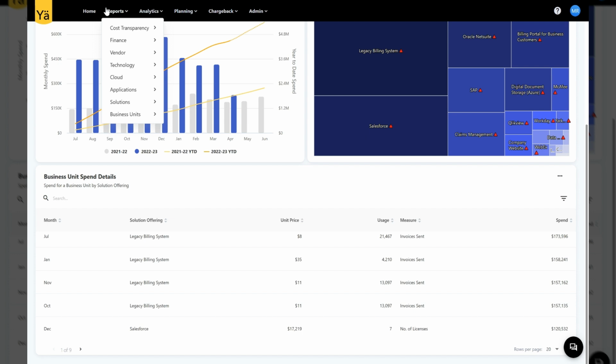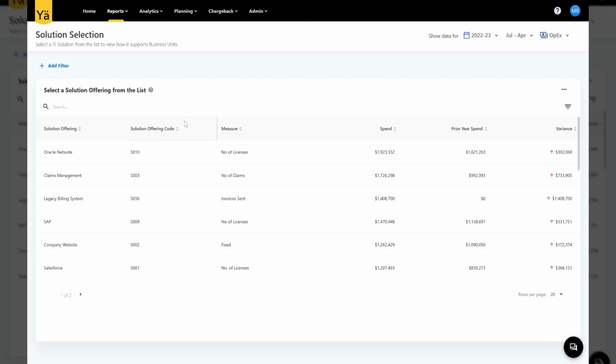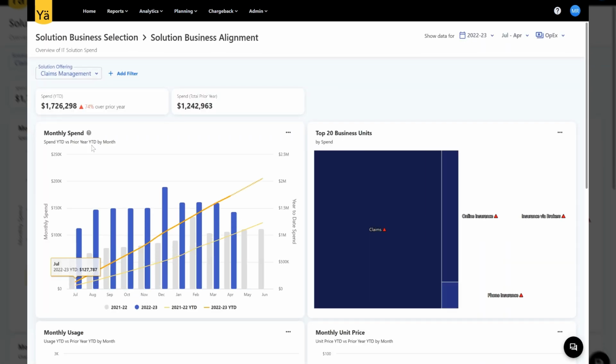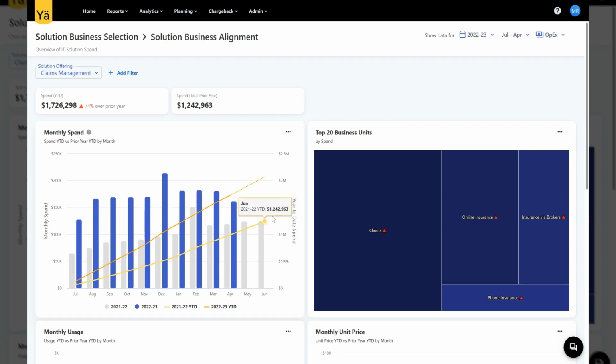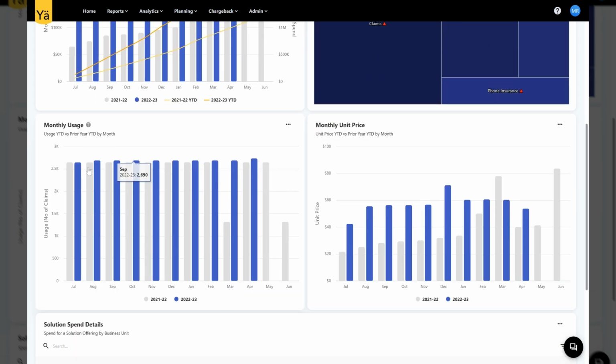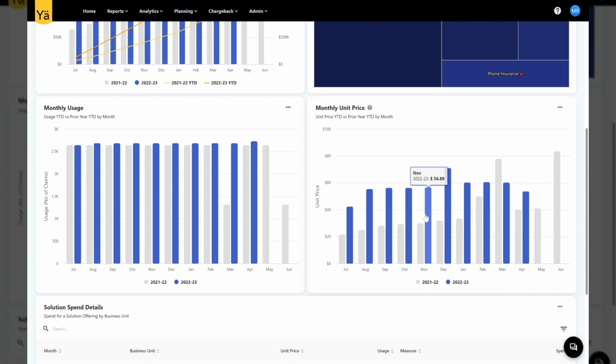From a unit economics perspective, we can now look as well, for an individual solution offering, how is it trending over time? So let's take our claims management one again, and we can see the cost is going up, it's going down a little bit. What does that do to our unit cost? Well, our usage is pretty stable. It's slightly increasing, but it's quite stable. And then we can see here how the monthly unit price is trending over time. So with an increase of usage, even if the cost is going up, we get the drop in unit economics and unit price, which is really what we want to see.